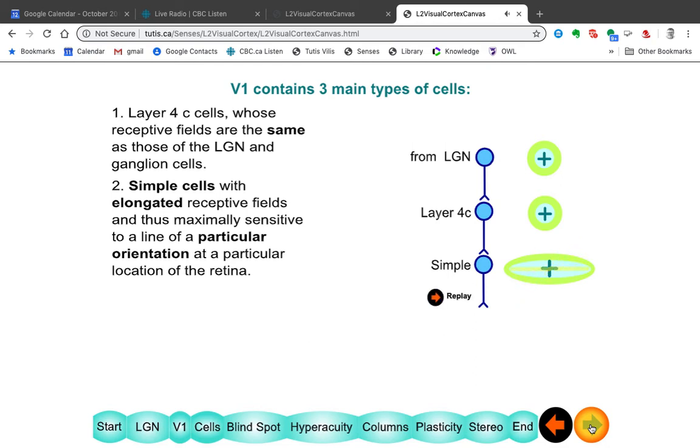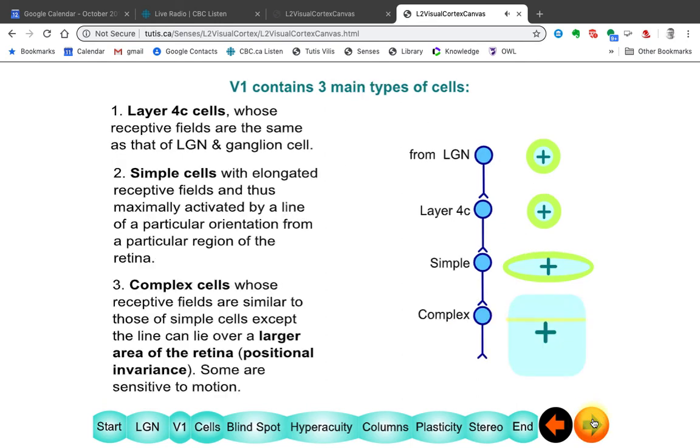So you can see one here. A simple cell is different from a layer 4C cell in that it has a receptive field that's elongated. Okay? In this case, it's elongated in the horizontal direction. That makes it very sensitive to the orientation of lines, and it's most active when the orientation of the line is horizontal, okay? And least active when it's perpendicular to the horizontal.